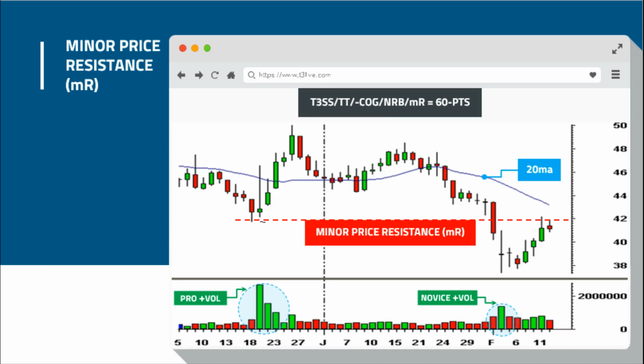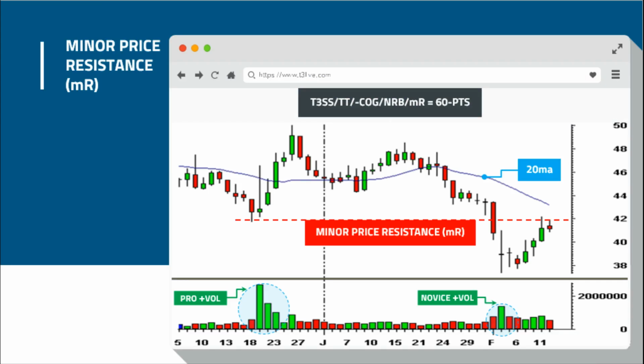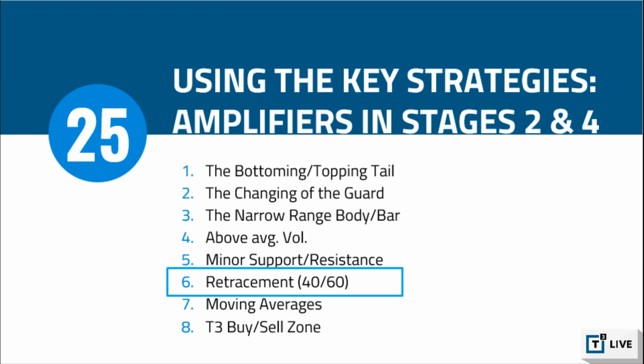So resistance with time loses its effectiveness, because a lot of the people that bought it here are long gone, right? They're not sitting around still in the stock. So with time, resistance and support lose their effectiveness for sure. Okay, this was hopefully a thorough enough review of last week's lesson that we can today pick up the thread and continue.